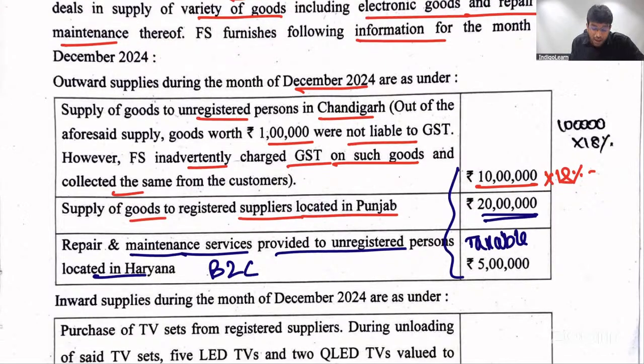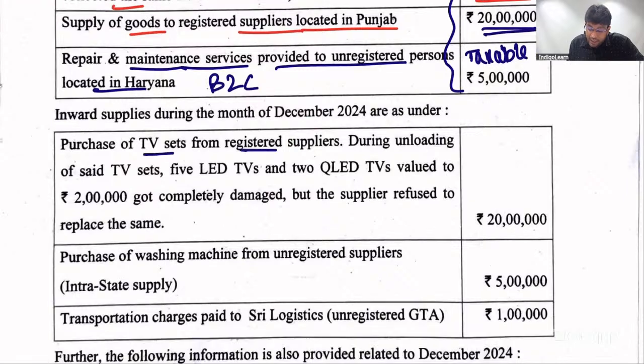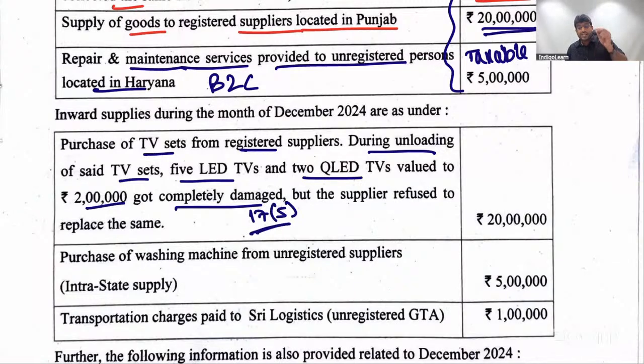Then, purchase of TV sets from a registered supplier. During unloading of the TV sets, 5 LED TVs and 2 QLED TVs valued at 2 lakhs got completely damaged. Once they are completely damaged, credit is not allowed. And moreover, in the question it is given that the supplier refused to replace them. To the extent of goods which are lost, stolen, destroyed, disposed of, or written off by way of gift or free samples, the credit is blocked under section 17 subsection 5. So on 20 lakhs, or 18 lakhs, only input tax credit is available. There is no doubt about it.